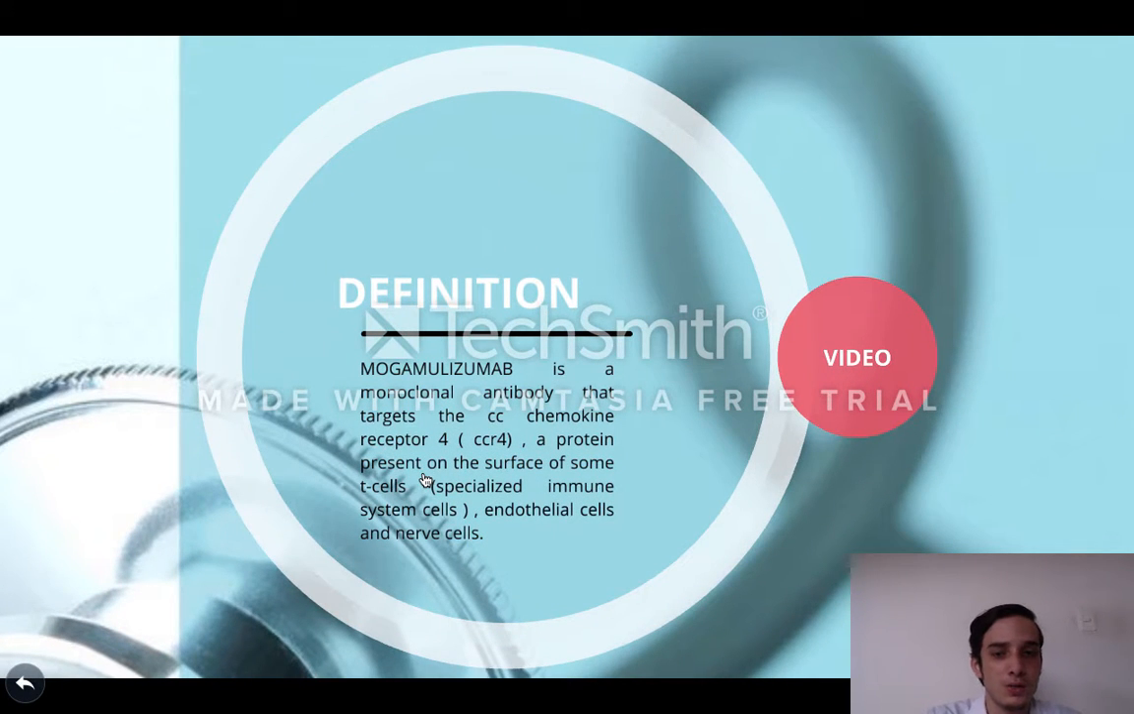Mogamulizumab is a monoclonal antibody that targets the CC chemokine receptor 4, a protein present on the surface of some T cells, specialized immune system cells, endothelial cells, and nerve cells.